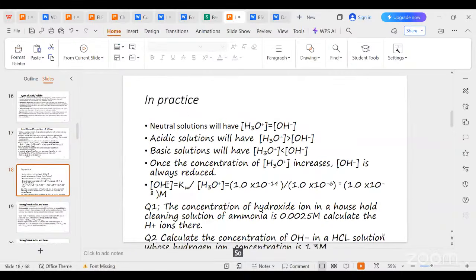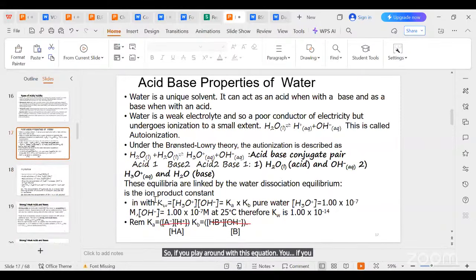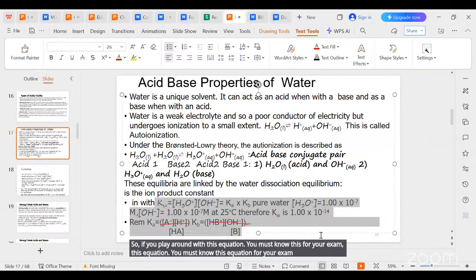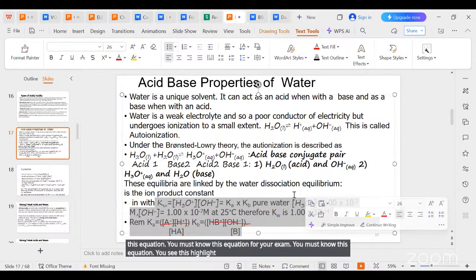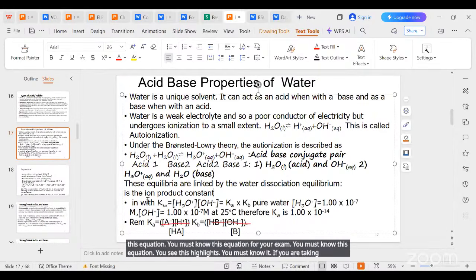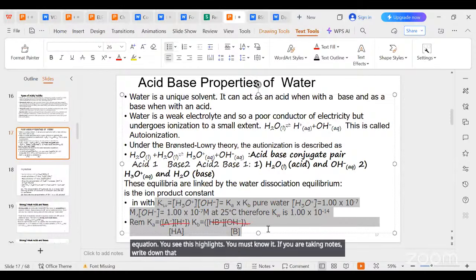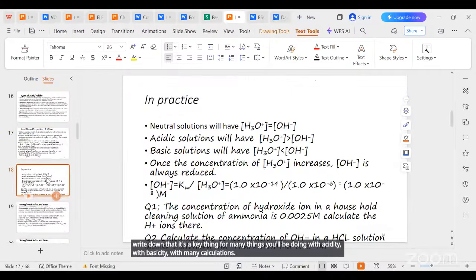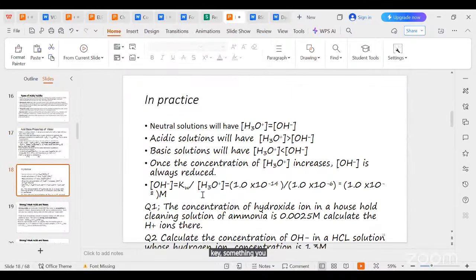So if you play around with this equation, you must know this for your exam. You must know this equation. You see these highlights? You must know it. If you are taking notes, write that down. It's a key thing for many things you'll be doing with acidity, with basicity, with many calculations. It's something you would need. And so we can prove all this.